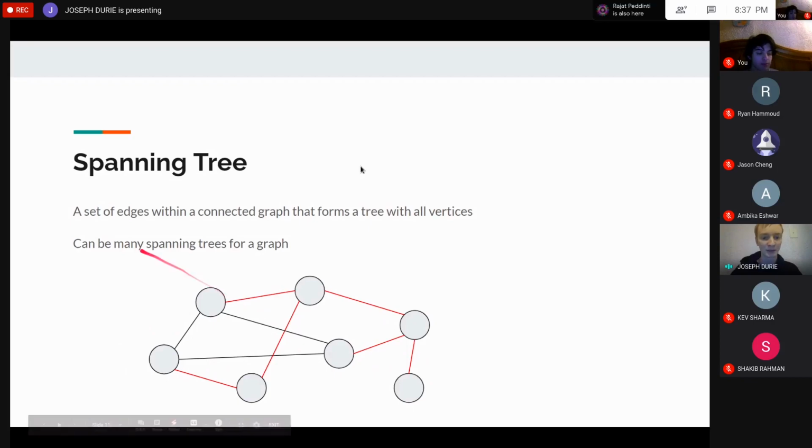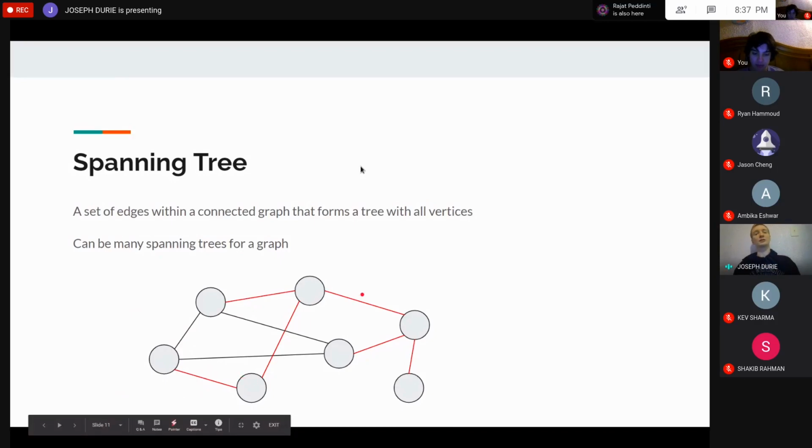And you can have many spanning trees for a graph. So for example, if we removed this edge from the spanning tree and then we added this edge, that would be another one, right? Because you can sort of visit this vertex through this edge instead of this one. And that would still be valid.